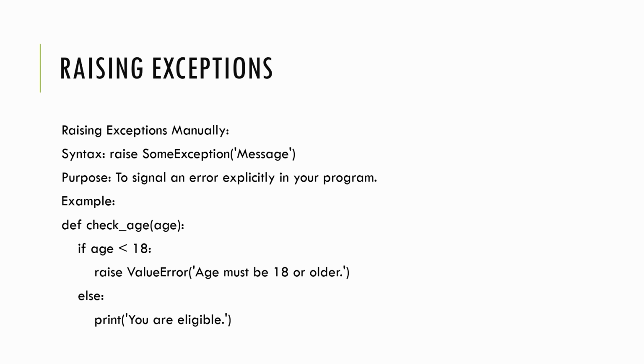Sometimes you might want to explicitly raise an exception in your program. You can do this by using the raise keyword followed by the exception type and an optional error message. In this example, we define a function to check if someone's age is under 18. If it is, we raise a ValueError signaling that the age must be 18 or older.